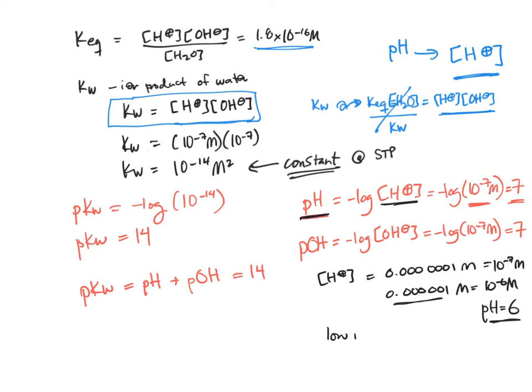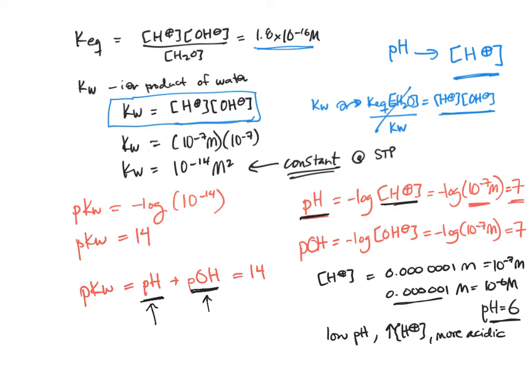Lower pH means higher concentration of protons, means more acidic. Since pH and pOH always sum to 14, we don't need to measure both of them. If we know one, we can infer the other.